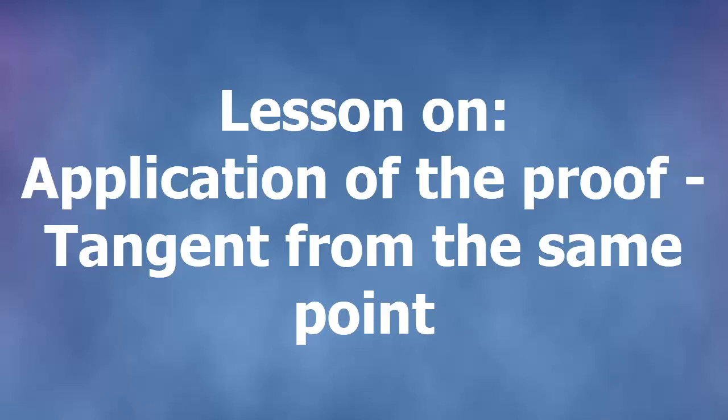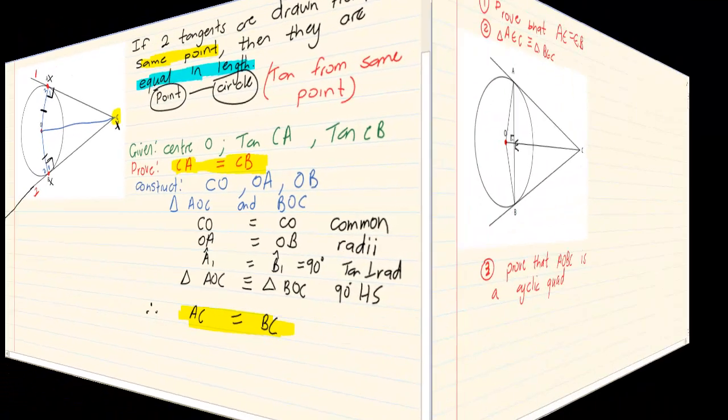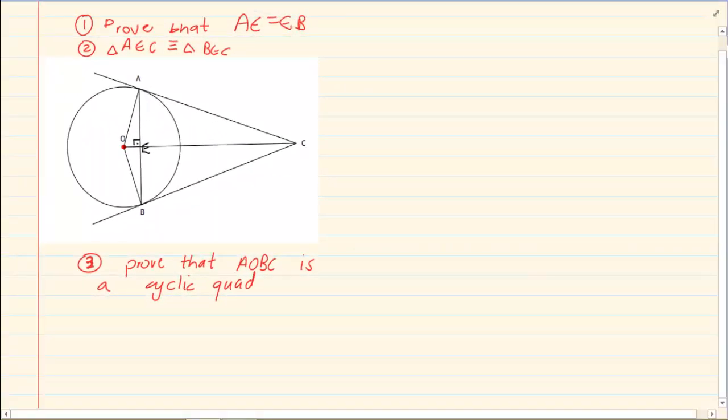Today we're going to do a rider that is working with the rule that states if two tangents come from the same point, then their distances are equal. Now let's look at the following. Okay, the first one says prove that AE is equal to EB.